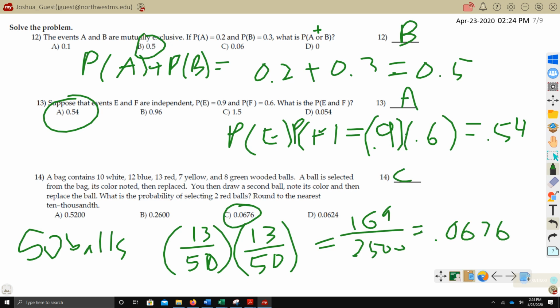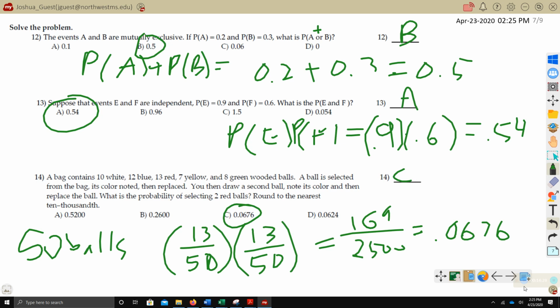But the key there was replacement. If you didn't replace the first one, if you pulled a red ball out and then said, okay, I'm going to keep this over here to the side, and then I'm going to pull another one out and it's red, then you would have 13 over 50, and there would only be 12 and then 49 total balls left, so it'll be 12 out of 49 if you didn't replace it. But here you replaced it, so each time you had a 13 out of 50 chance of drawing a red ball. If it had been yellow, it would have been 7 out of 50, and another yellow one, another 7 out of 50. If it had been white, it would have been 10 out of 50, and another 10 out of 50. So that's how that works there.